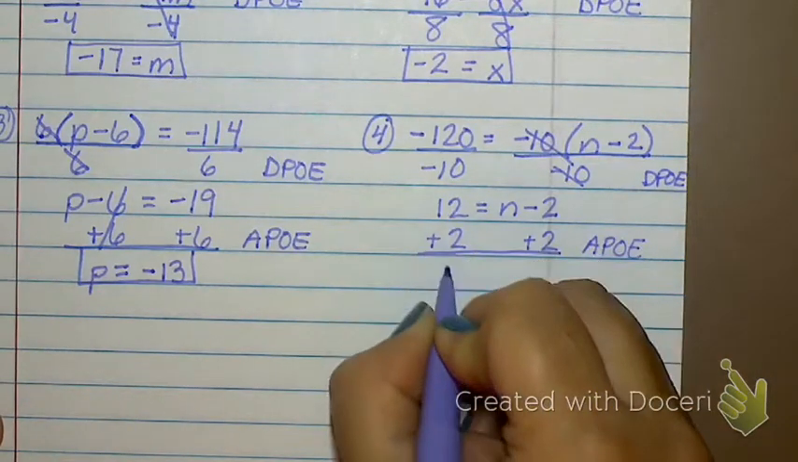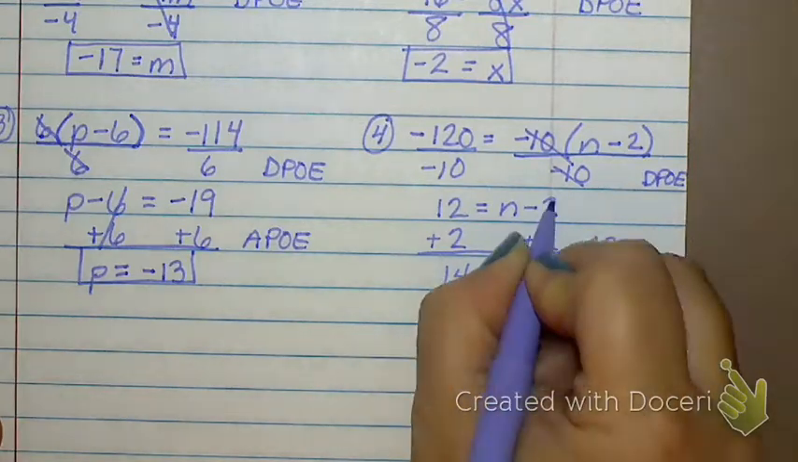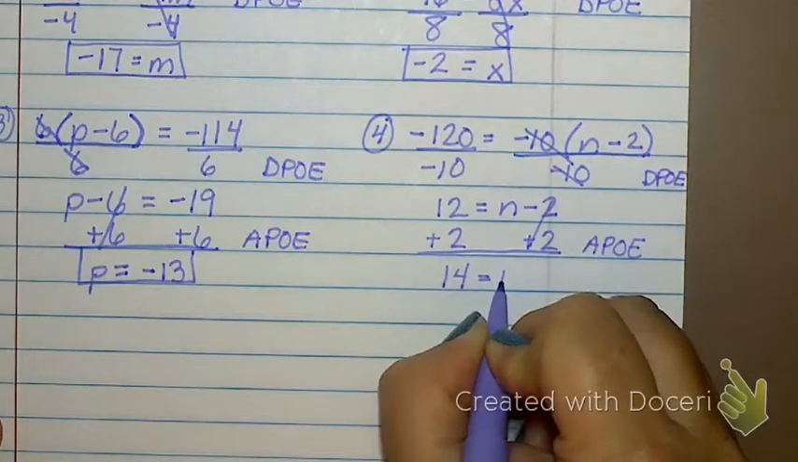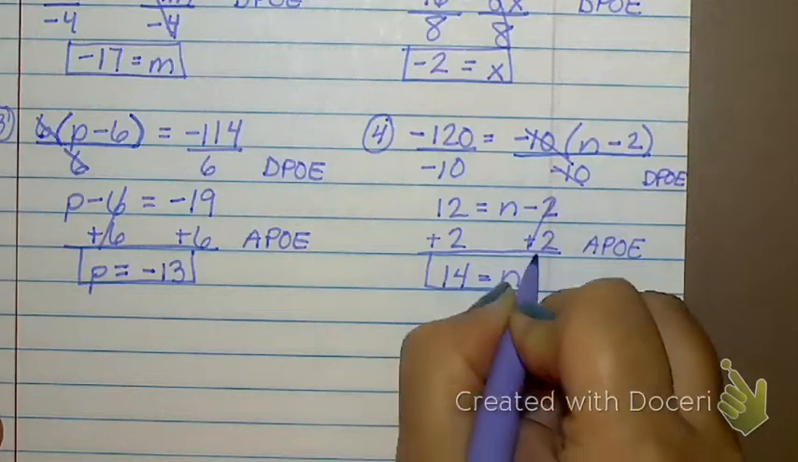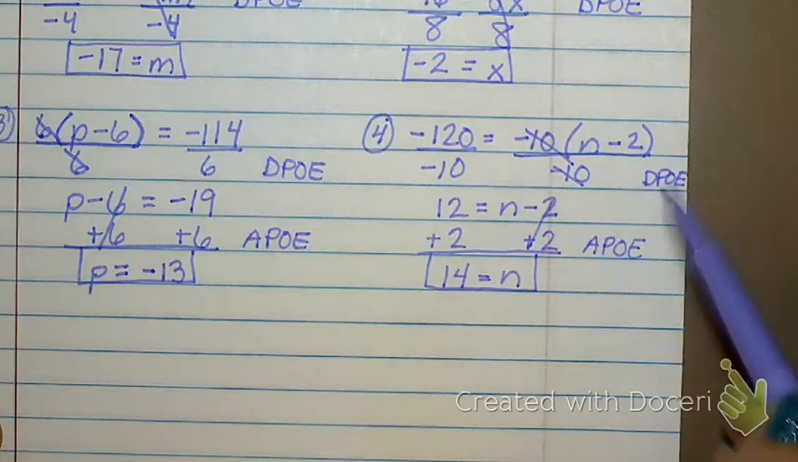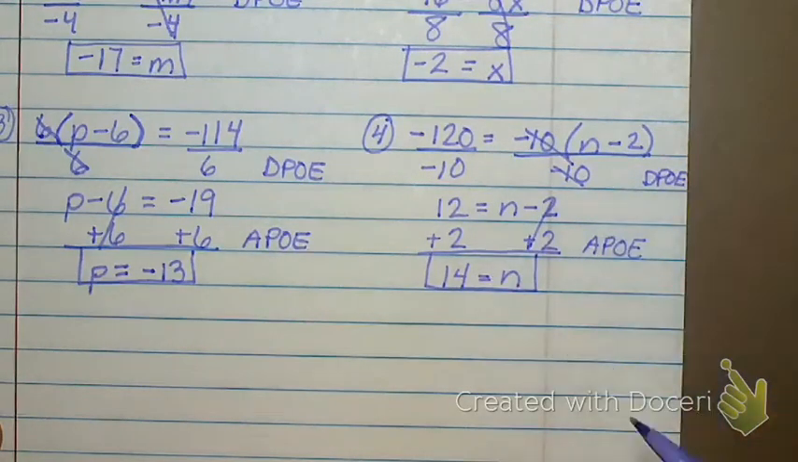So 12 plus 2 is 14. Over here my 2's cancel out and I have n. There's my answer. So for every problem I should see 2 properties and I should see an answer.